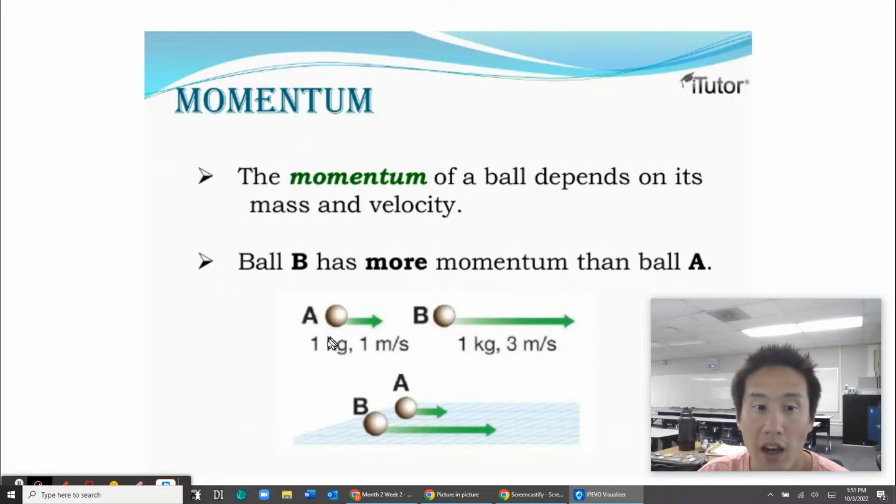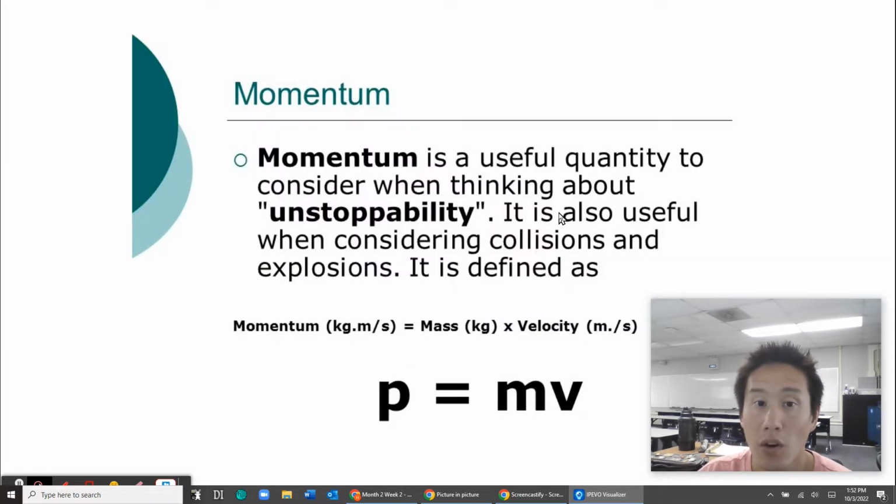In this case, you have a mass of 1 kilogram for ball A, and a velocity of 1 meter per second. It's traveling that fast. Its total momentum will not be as strong as ball B, which has the same exact mass of 1 kilogram, but is traveling slightly faster, as indicated by this vector arrow. Overall, you can see whose momentum is higher, even though they both have the same mass.